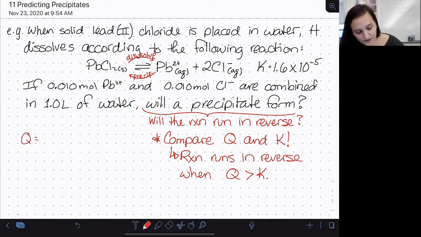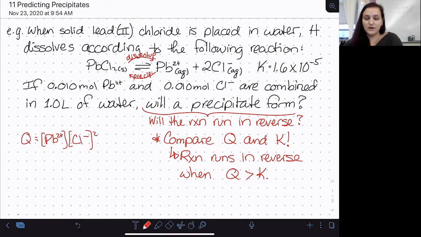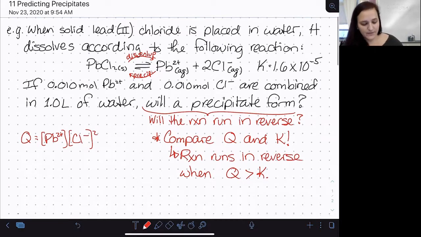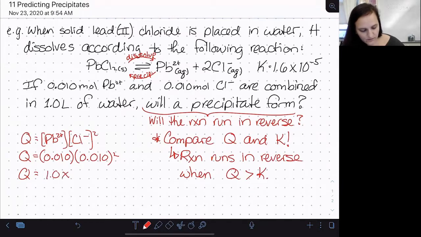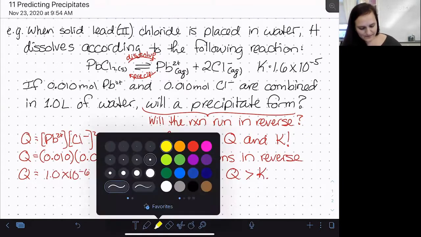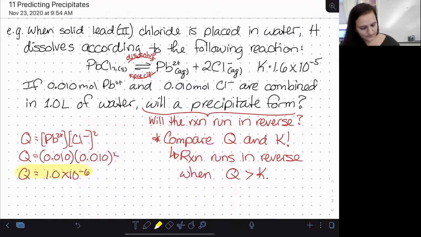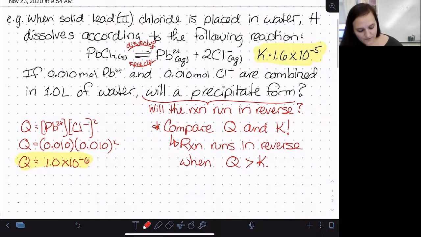So Q is calculated using the equilibrium expression, which we wrote in previous videos as lead concentration times chloride concentration squared. And we can plug in the values we were given for concentrations from the problem. So if we do this out, we get a value for Q of 1 times 10 to the negative 6th. K is 1.6 times 10 to the negative 5th.